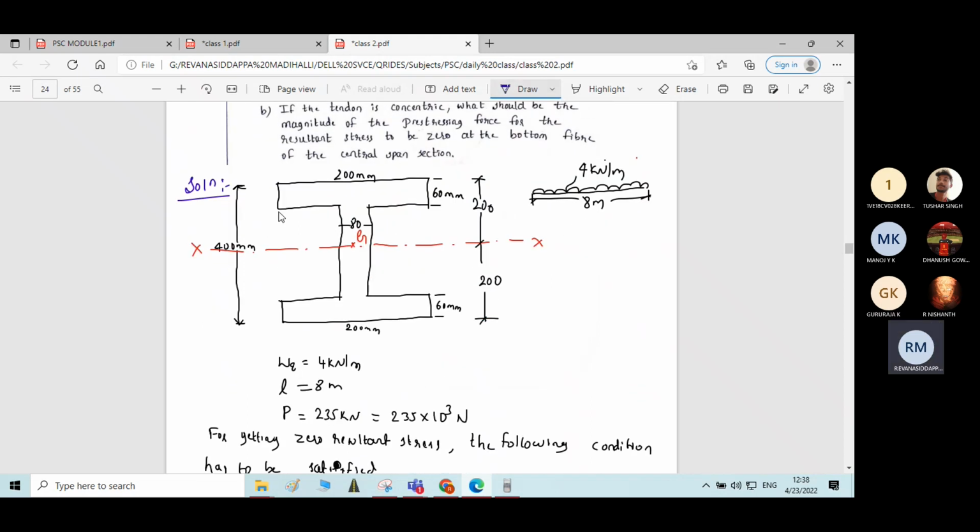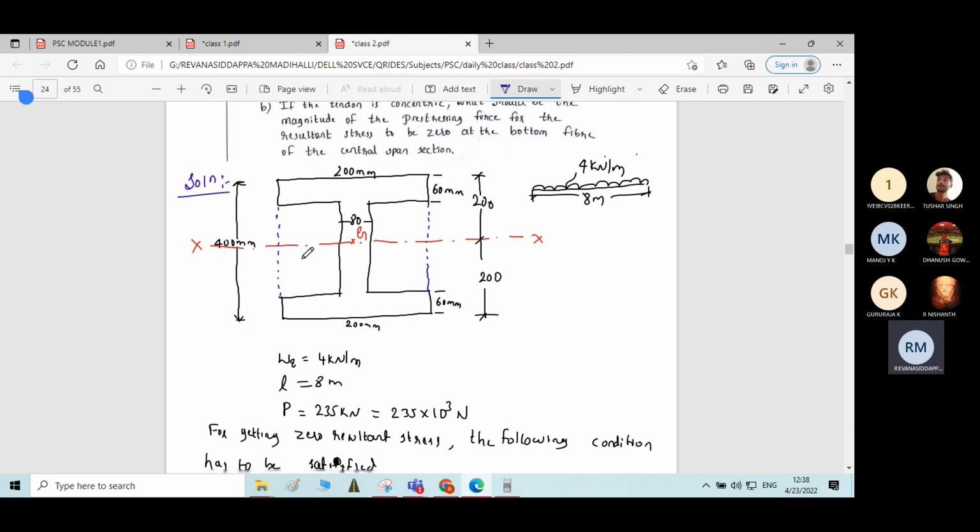Let me join these 2 points. I'll tell you why I'm doing this. For the calculation of moment of inertia, I'm joining these 2 points.